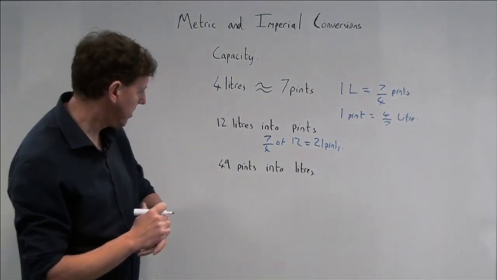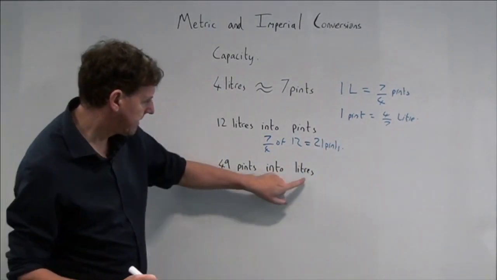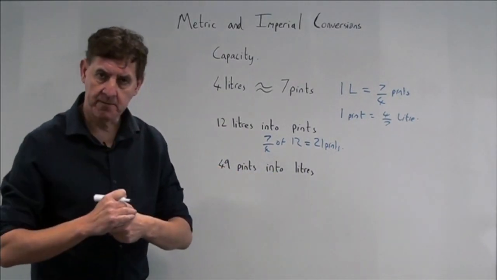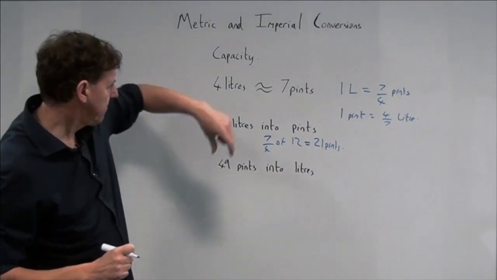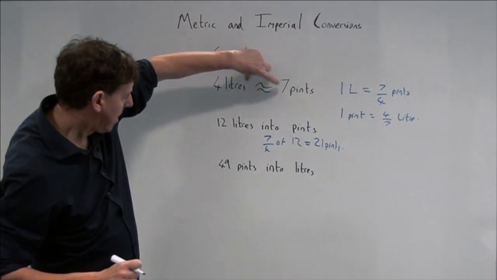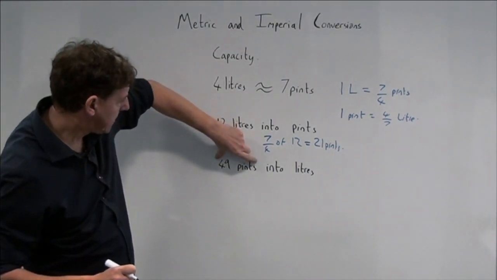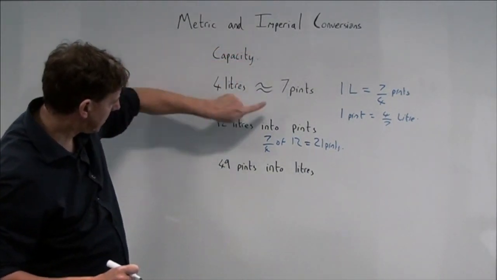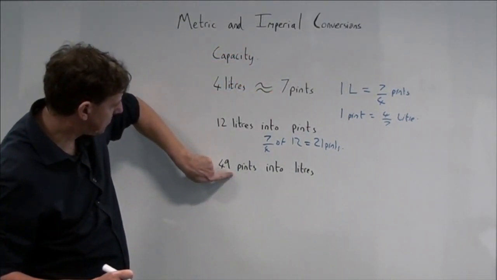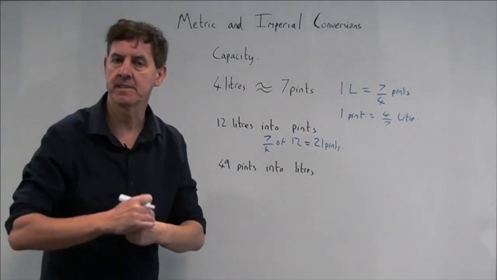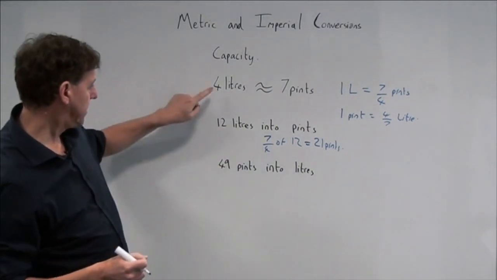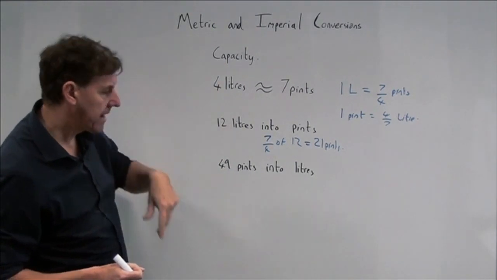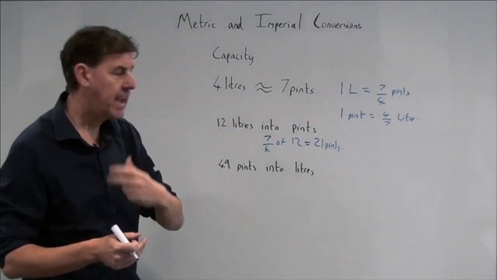So if we look at this next question, 49 pints into litres. Again, 2 ways of doing it. Is there a connection between the conversion that I've got and the one that I'm trying to find? And there is. If you just look, I know 7 pints is 4 litres. What's the connection between the 7 pints and the 49 pints? Is it 7 times bigger? So all I would have to do is take my 4 litres and times it by 7 and get 28 litres.